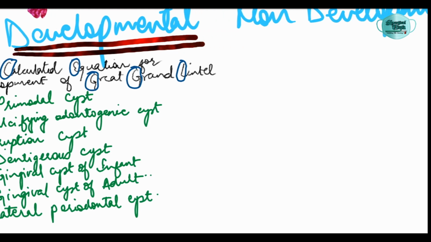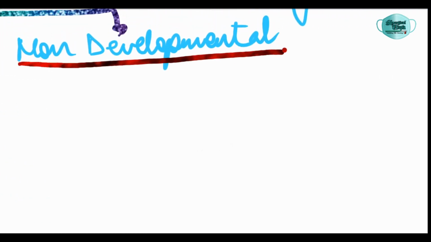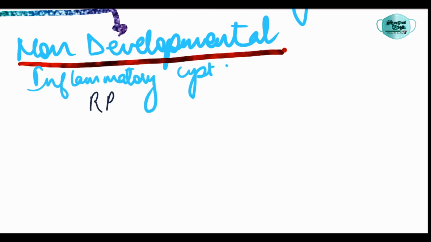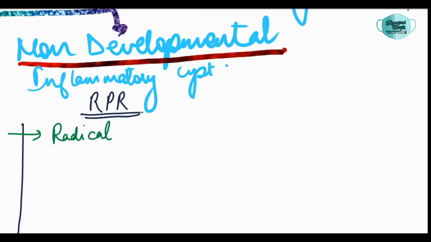Under the non-developmental category, we have cysts which originate through inflammatory reaction, and you can remember this by the letters RPR. The first one is the radicular cyst. It is also called the apical periodontal cyst, and it is associated with roots of non-vital teeth.